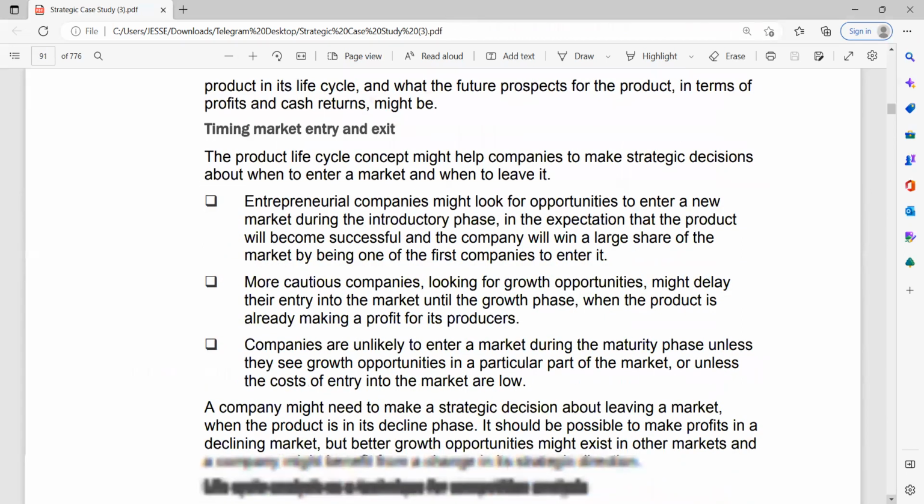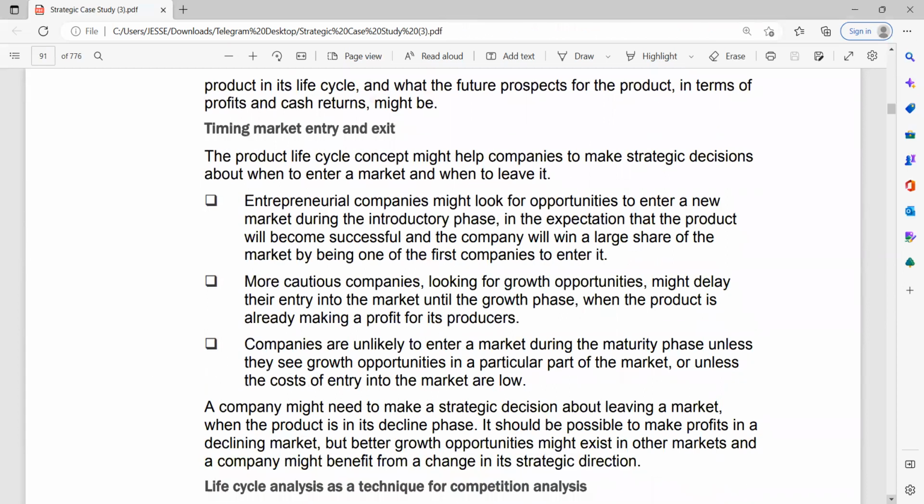Now, one of the key things when it comes to products is about timing. Timing is very, very crucial when it comes to products. So, timing market entry and exit. The product lifecycle concept might help companies to make strategic decisions about when to enter a market and when to leave it, right? So this whole product life cycle concept helps you to analyze strategically when to enter a market and when to leave it.